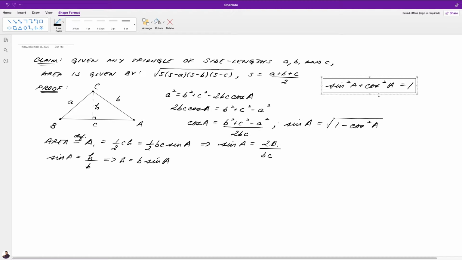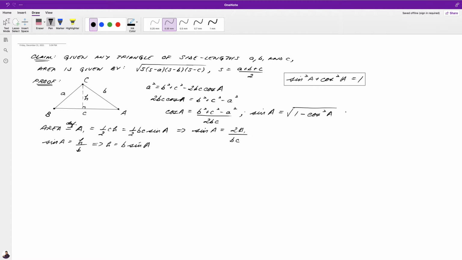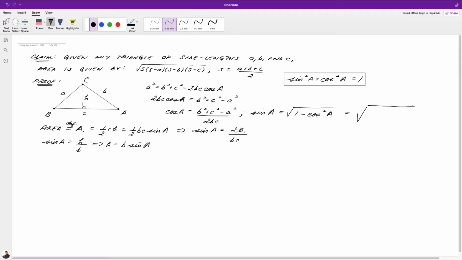Okay, so knowing what cosine is, and let's maybe zoom out one more step. Yeah, perfect. Okay, so sine of A, this is going to give us the square root of 1 minus all of this squared. So b squared plus c squared minus a squared over 2bc, all, of course, squared. Okay, very good.